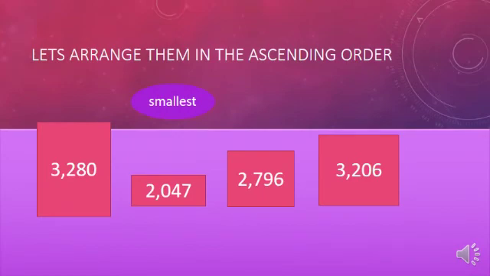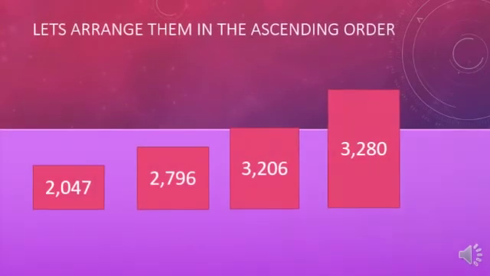Can you tell me which is the greatest number here? Very good. 3280 is the biggest number here, the greatest number here. So now what we will do, in ascending order, first the smallest number will come and at the last the greatest number will come. So here we'll arrange 2047 on the first place and 3280 on the last place. In the middle we'll arrange the numbers from these both boxes.